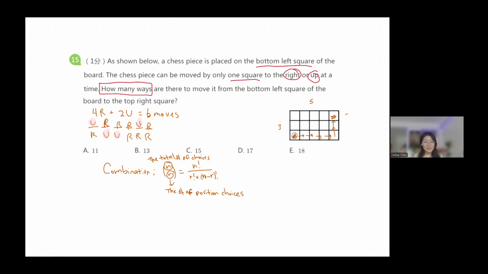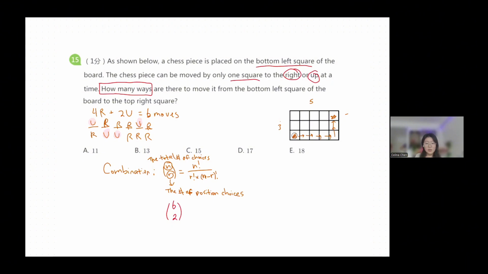So in our case, the total number of choices is 6. We have 6 moves that we have to make. So that will be 6 choose 2, because we are choosing 2 U's from the 6 spots. And again, the rest of the rights or R's are going to be automatically placed in their positions after we choose where the 2 U's can be in a sequence.